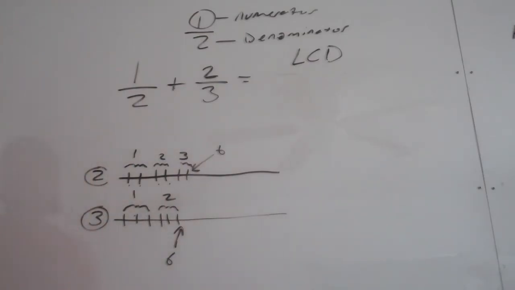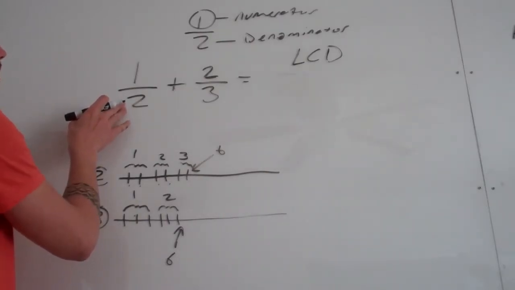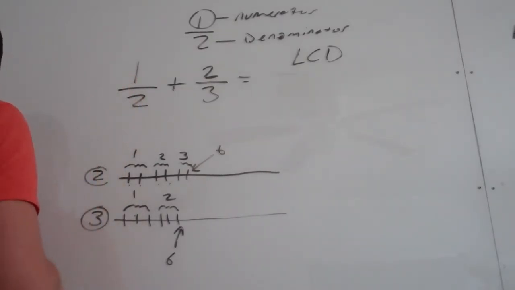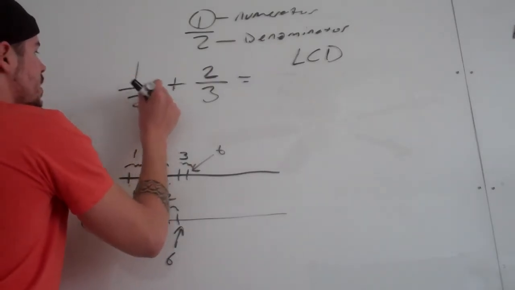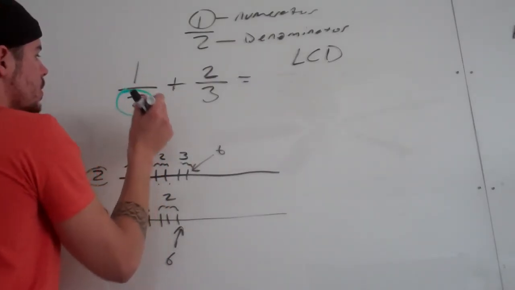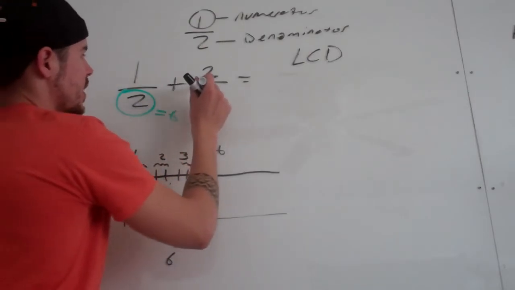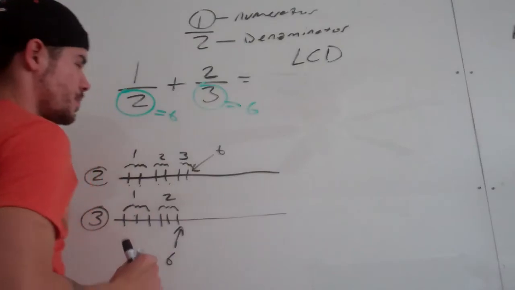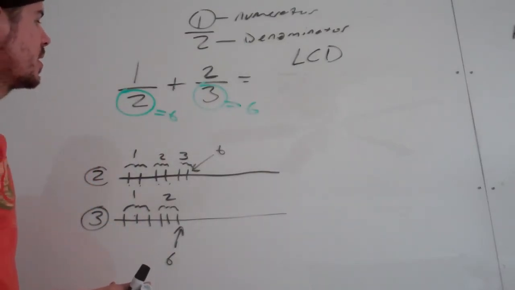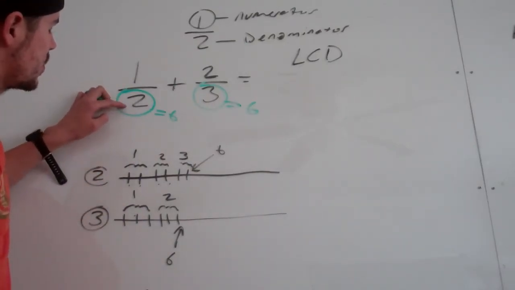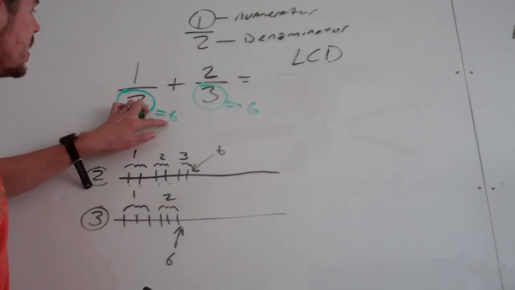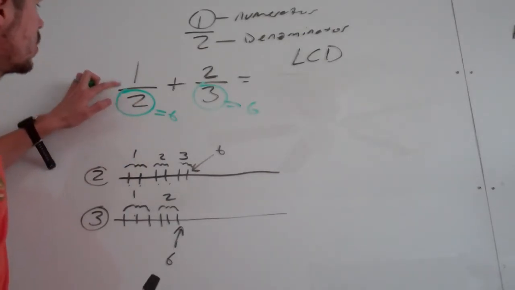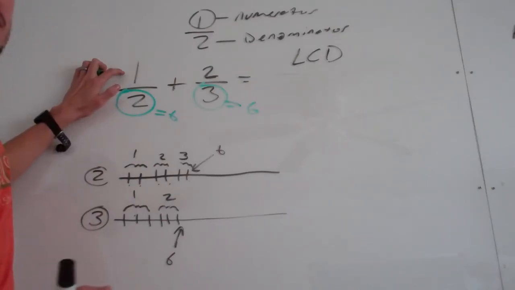So, if that's the case, how do we get this number to equal 6? And how do we get this number to equal 6? That's what we're trying to do, right? Well, we have to multiply this number times a number to get to 6. And whatever we do to the denominator, we also have to do to the numerator on each one of these.